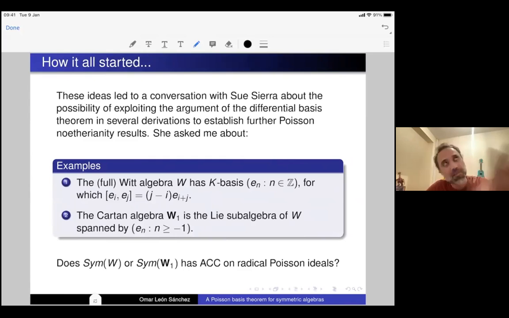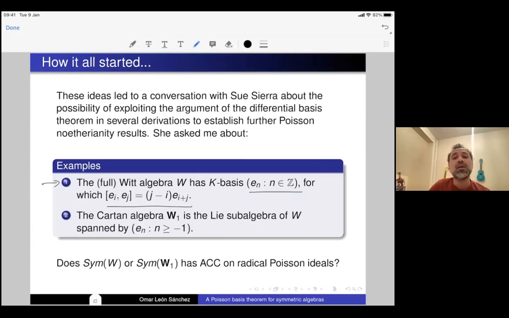And so there are two basic examples. One of them is the one that Gleb just pointed out. The first one is the full Witt algebra, which instead of starting at one, you take all the integers, and the bracket is defined similarly. But this is a different Lie algebra, non-isomorphic to the previous one, the positive one.